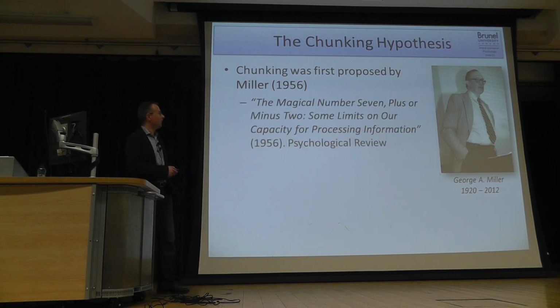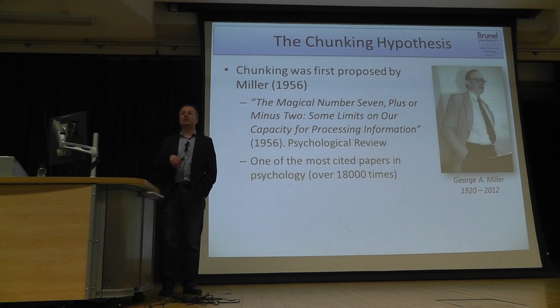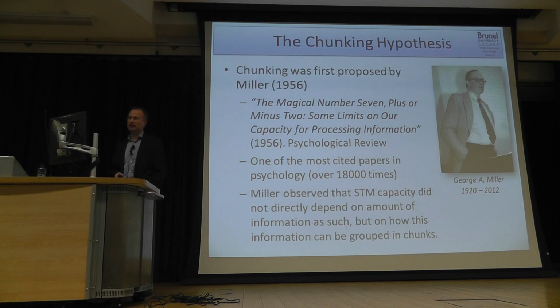And this paper is called The Magical Number 7 plus or minus 2, some limits on our capacity for processing information. And it's probably one of the most cited papers in psychology ever. It's cited over 18,000 times. And that doesn't mean like in newspaper articles, that means in other scientific articles. So quite a few times.